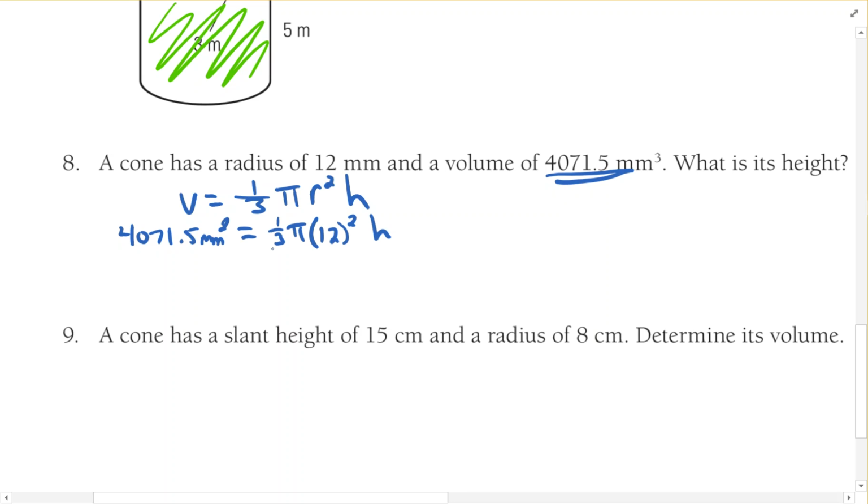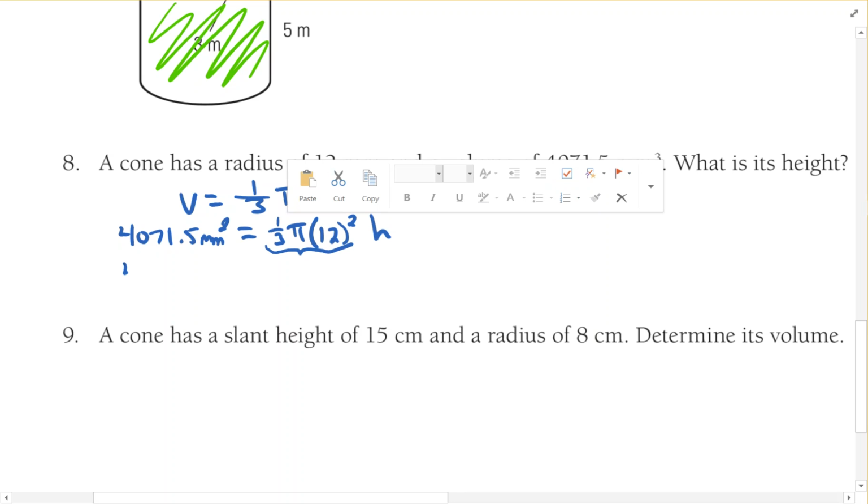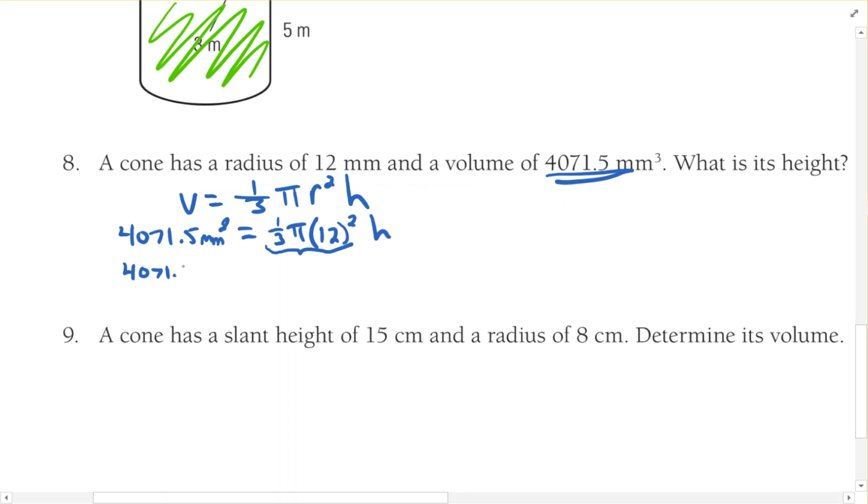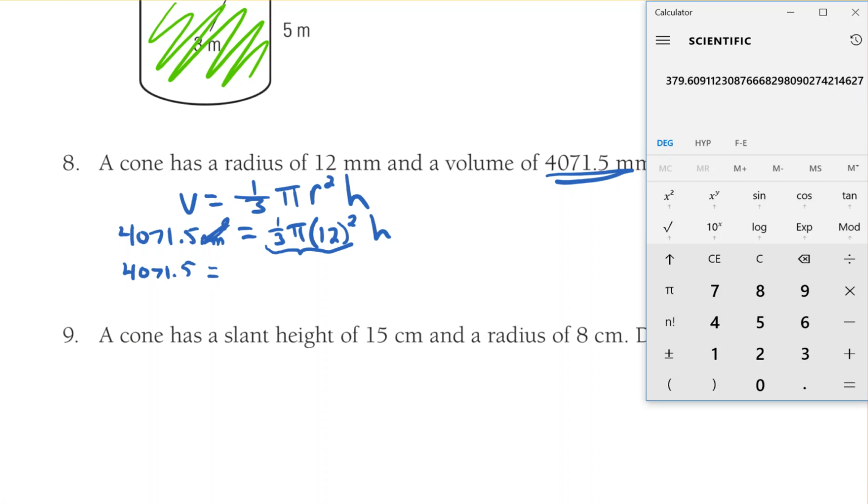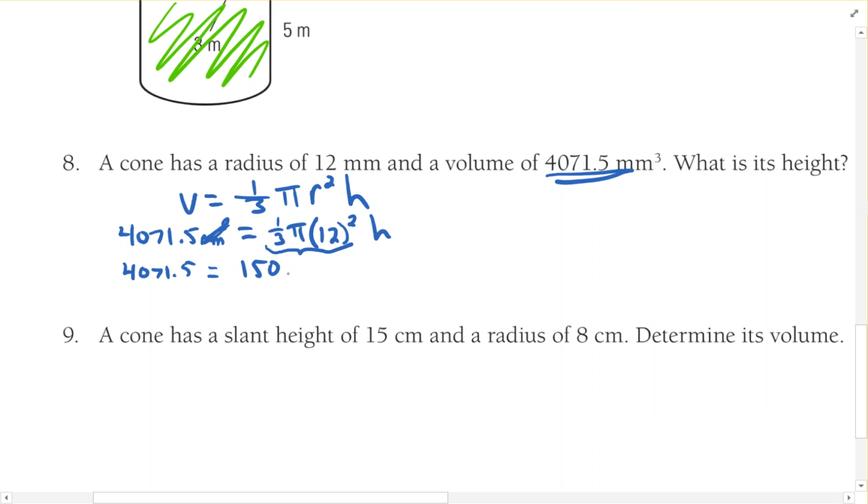Okay, and then I'm just going to multiply all these things together right now so it doesn't look so confusing. So let's just leave this number over here, 4,071.5. I'll even drop the units for now just to keep it easy. Is equal to 1 divided by 3 times pi times 12 squared. Let's write that as a number. So I'm going to go 1 divided by 3 times pi times 12 squared equals 150.8. So this is 150.8, and then times the height.